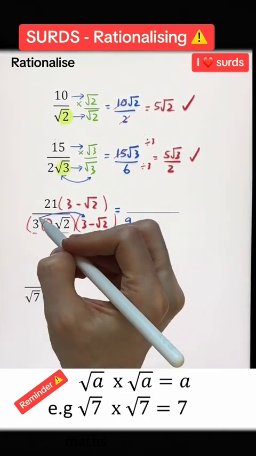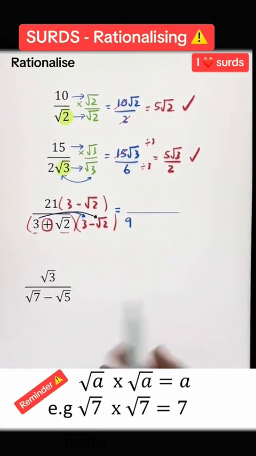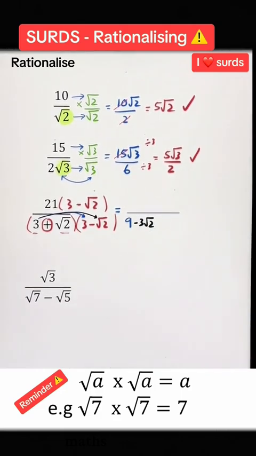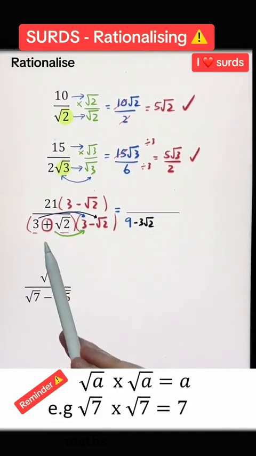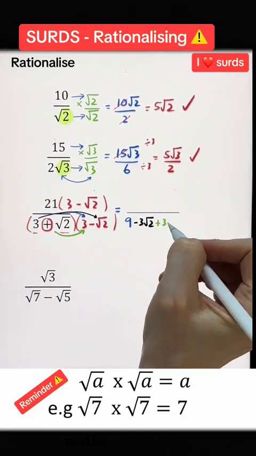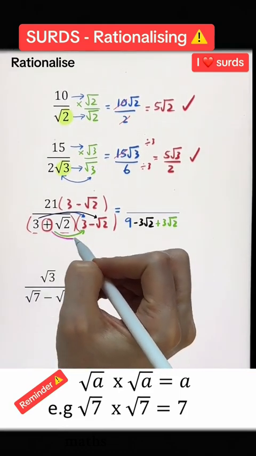O stands for outside. I multiply my 2 outside terms together. In this case, 3 multiplied by negative root 2 will give us negative 3 lots of root 2. I stands for inside. I multiply my 2 inside terms together. Here, positive root 2 multiplied by 3 will give us positive 3 lots of root 2. And L stands for last. I multiply my last term in each bracket together.